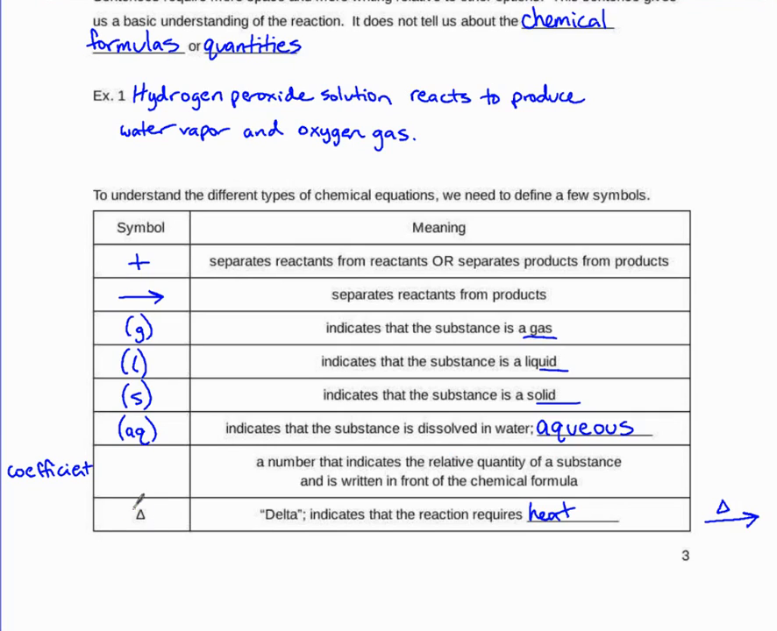The last one, this little triangle, is actually the Greek letter delta. It indicates that the reaction requires heat. And this is where it generally shows up. We have the arrow separating reactants from products. The delta on top of it indicates that we had to heat this up for the reaction to start.